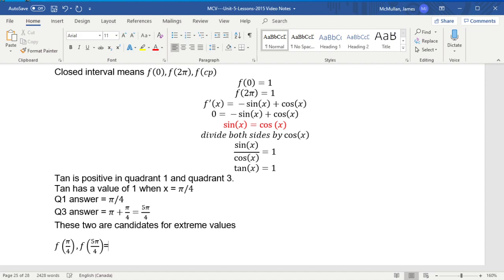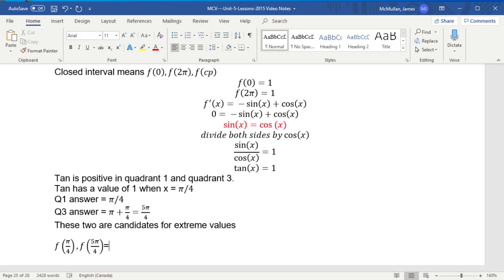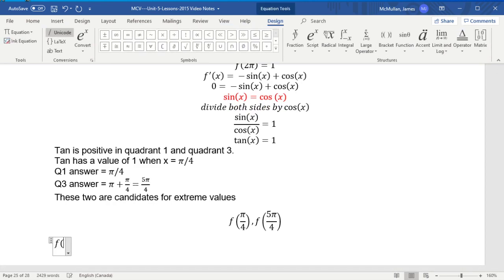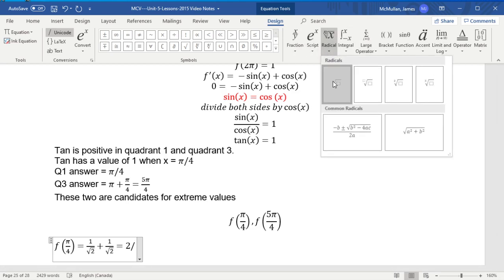Okay? If you check the original function, cos of pi over 4 is 1 over root 2, and sine of pi over 4 is also 1 over root 2. So let's do the first one first here. f of pi over 4 is 1 over root 2 plus another 1 over root 2. So you get f is 2 over root 2.